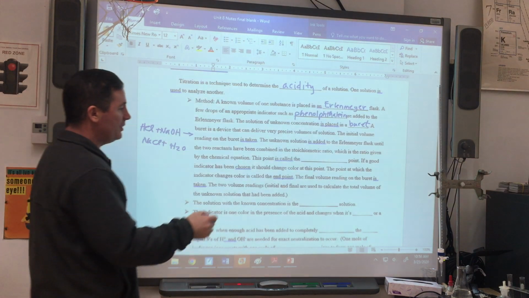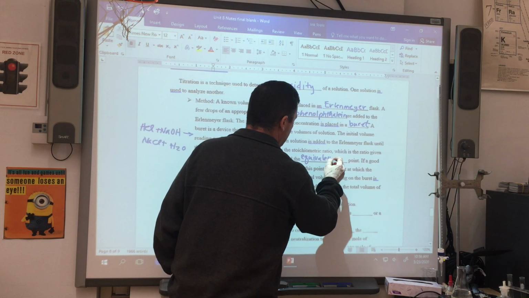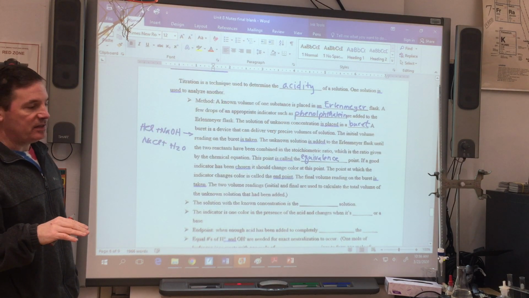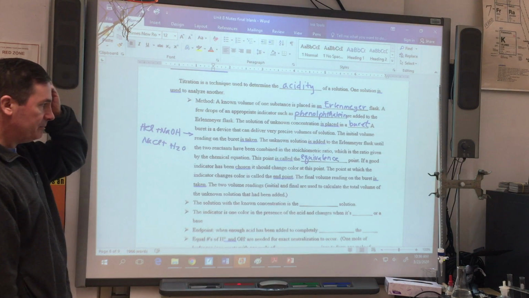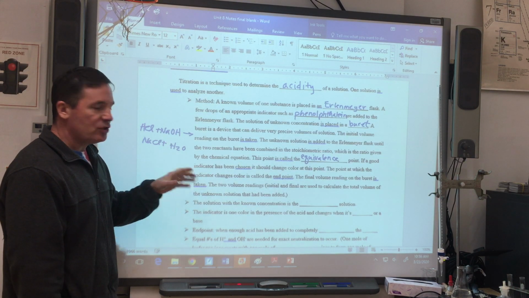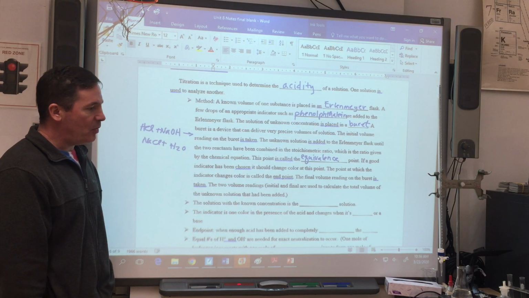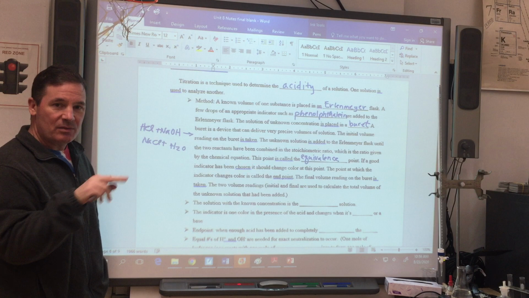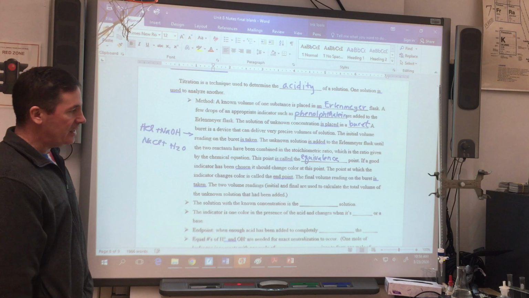So this point is called the equivalence point. When I've added enough base to neutralize the acid that I have in the Erlenmeyer flask, it will reach what's called the equivalence point. At that point, if it's a good indicator like phenolphthalein, it should change color. The point at which the indicator changes color is called the end point. So there's the equivalence point when it just starts, and then the end point. And in this case, they're going to be the same.